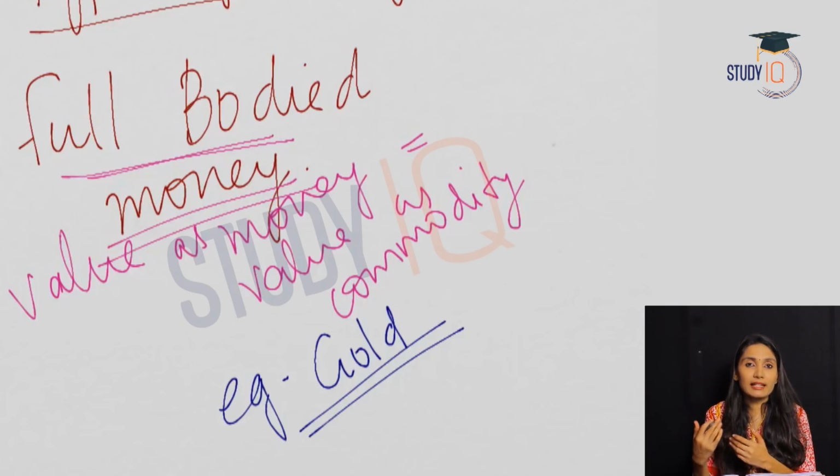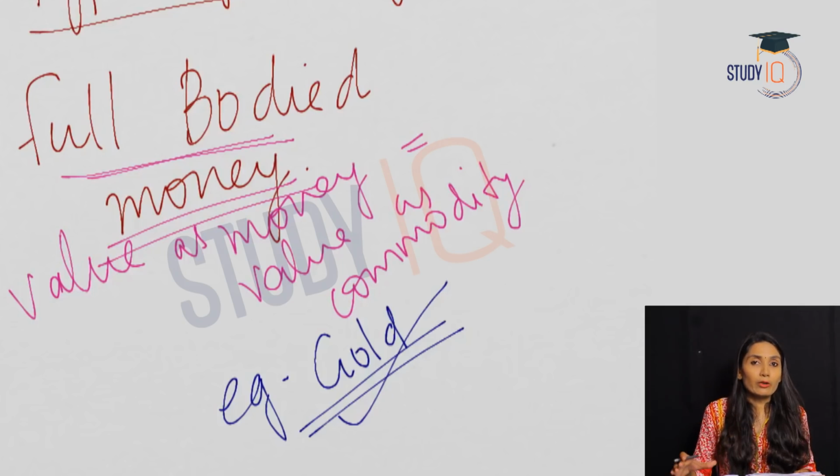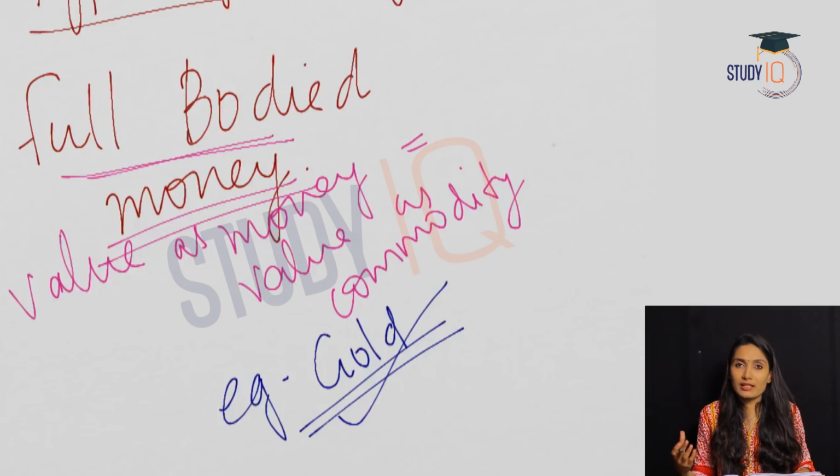Maybe currencies that are made up of precious metals like gold, silver, etc. For such currencies, the value of that particular currency as money will be some amount, and that amount will be equal to its value as a commodity also. Examples are gold coins or gold currencies, silver currencies, etc.